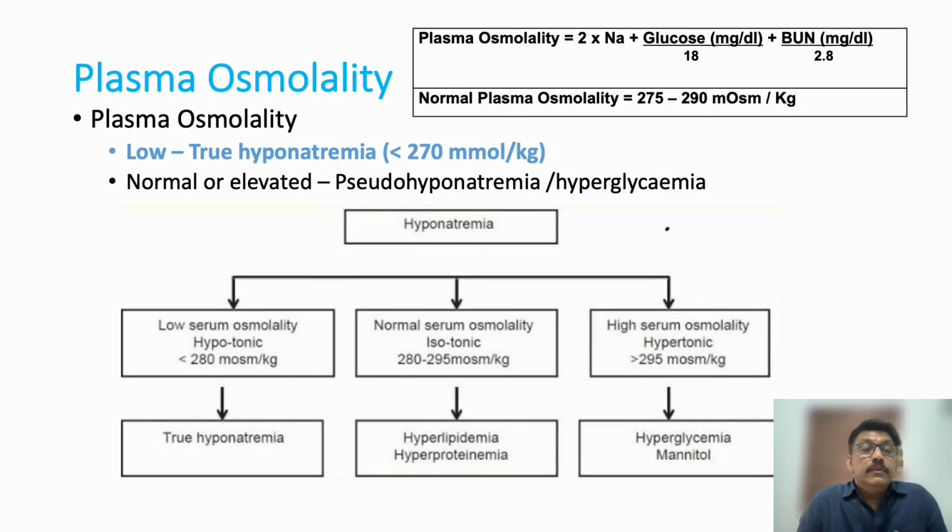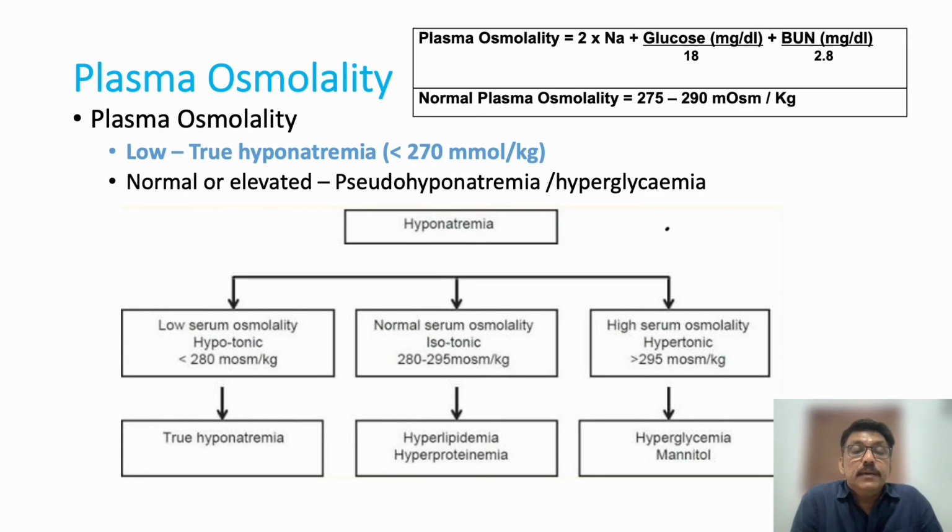Now, normally when we ask for serum osmolality, you can get it from the lab itself, but you can calculate the plasma osmolality: 2 times sodium, plus glucose by 18, plus BUN by 2.8. You can calculate the osmolality by these values. Normally it is 275 to 290. In true hyponatremia, it is less than 275, that is very important, or less than 270. You can see here hyponatremia with low serum osmolality, that means true hyponatremia.